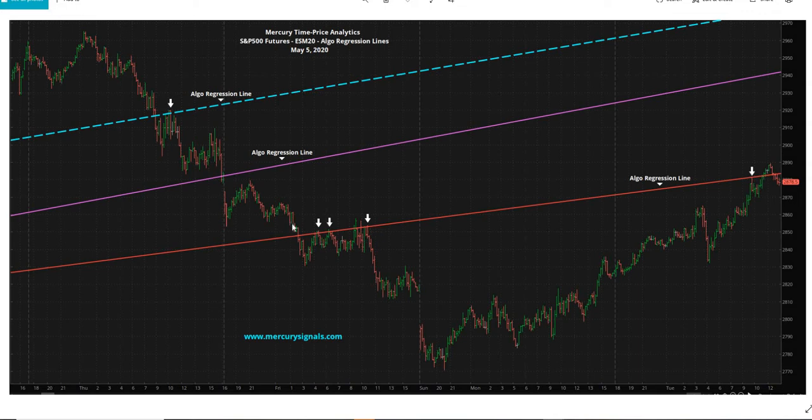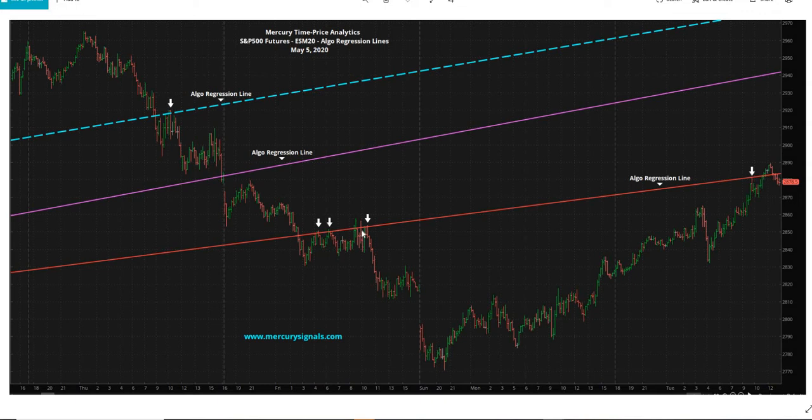But when price breaks underneath these regression lines, it gets magnetized back to it. And eventually, except for the very, very steeply angled lines, like this one here, I don't think we're ever going to see this one again. We may not ever see this one again. But this is the regression line activity from Friday, May 1st.